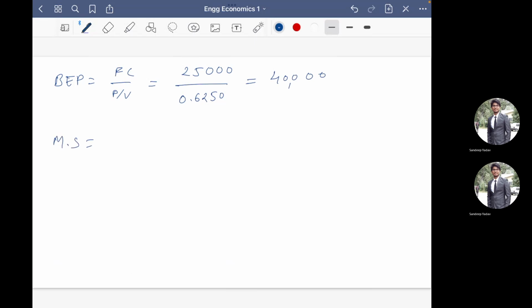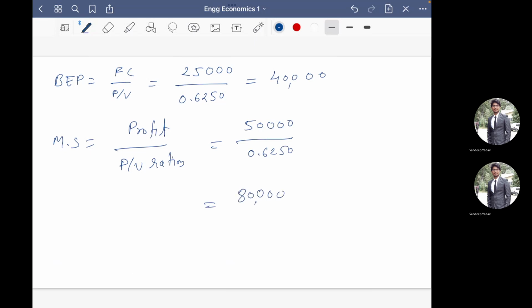And margin of safety in a similar way we can calculate, profit upon PV ratio. That will be 50,000 divided by 0.6250. The whole thing will be 80,000 rupees. So now we have seen two methods, one is break-even analysis and the second is PV analysis, profit to volume ratio.